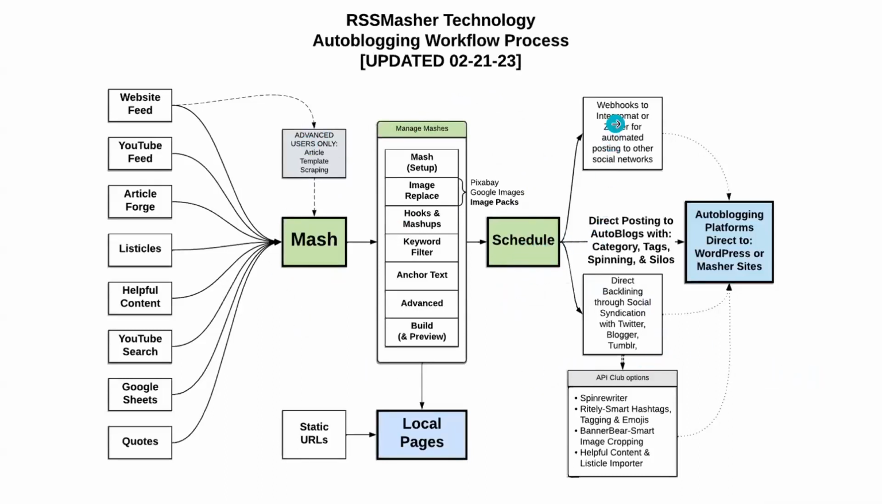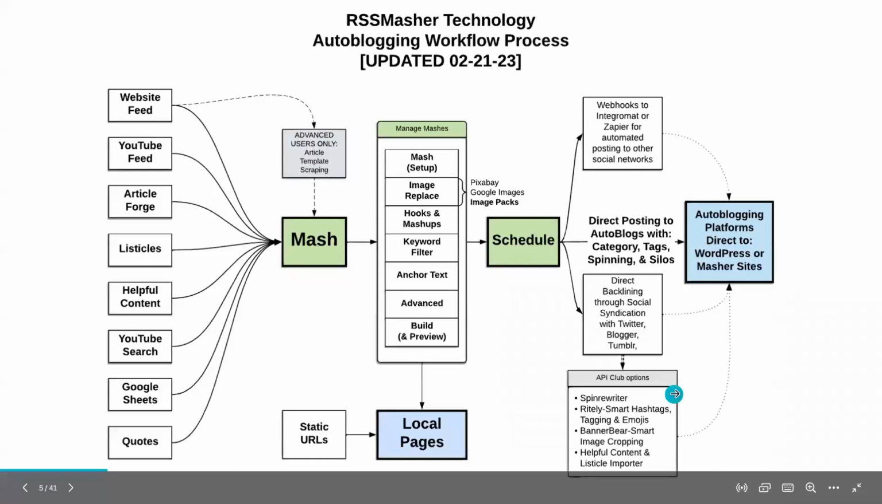In the schedule, we go out to webhooks, Zapier, Integromat, and the social networks. We do direct backlinking to your sites, okay? So at the time of post, you can socially syndicate to Twitter, Blogger, and Tumblr, along with sending to webhooks, okay? Very important. If you have the API Club, you can use Spin Rewriter.